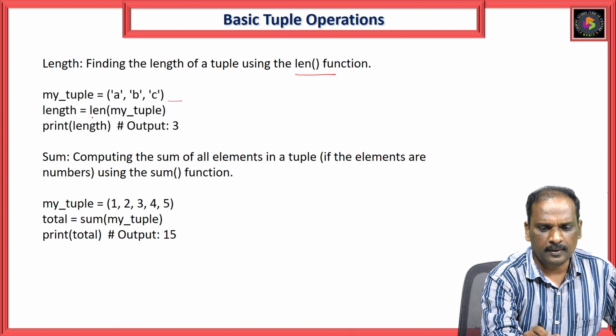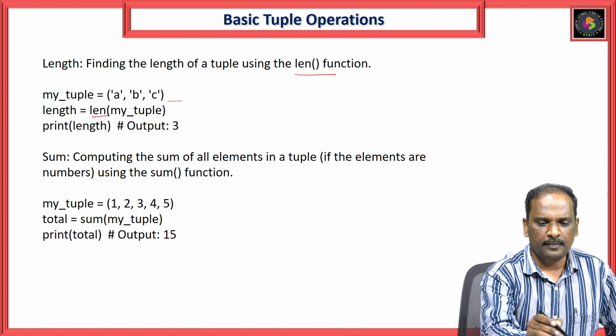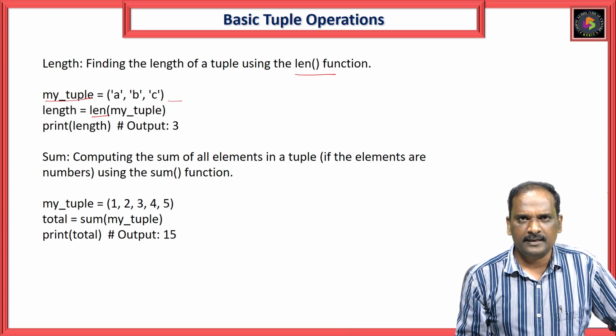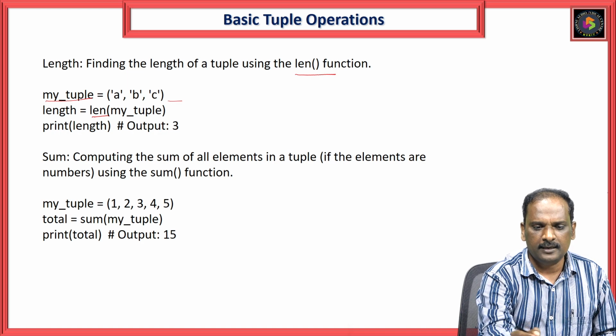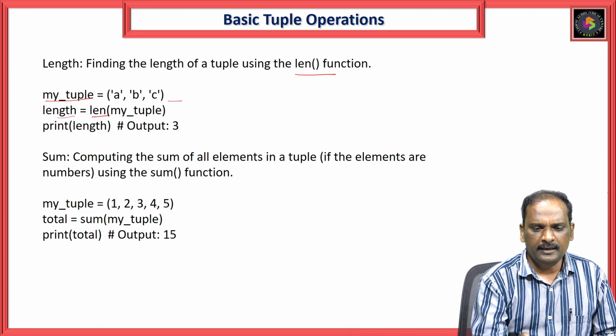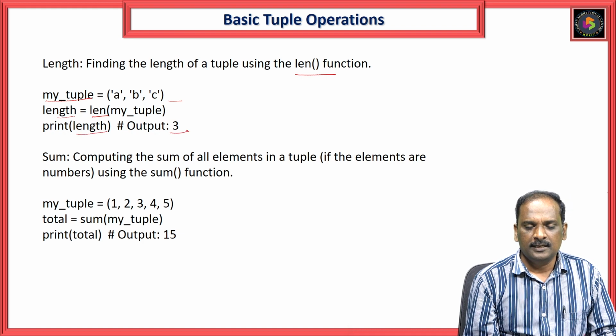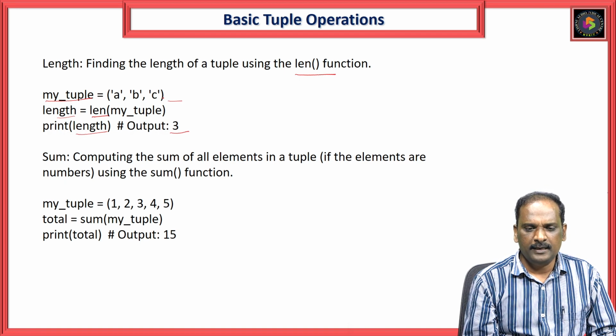Now I am applying the function len on my tuple. The variable I have created is my tuple, and I am storing the value in length. When I print the variable length, I will get the output as 3, because this tuple is containing 3 elements separated by comma.